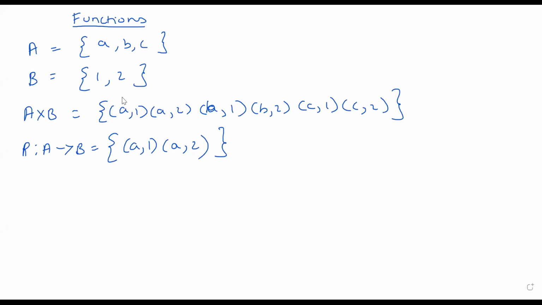It is a set of ordered pairs of A into B. So A1, A2, B1, B2, C1, C2. This is a set of ordered pairs of A into B, and this is A cross B. And any subset of A cross B is a relation from A to B. We have learned all these concepts in relations.